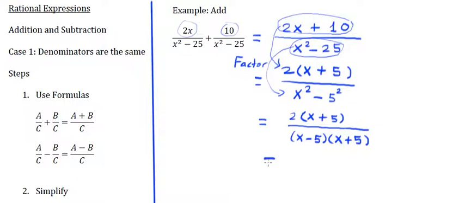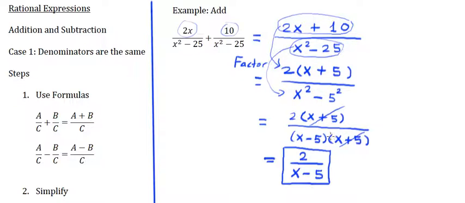Okay, now finally, here we're going to cancel common factors. You see that x plus 5 appears on the top and on the bottom, right? So we cancel this, and we are left with 2 over x minus 5. After the cancellation, there is nothing else we can do to simplify, so this is the final answer.